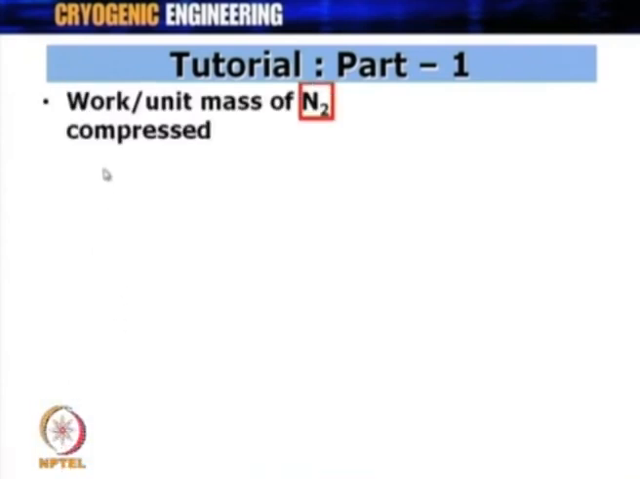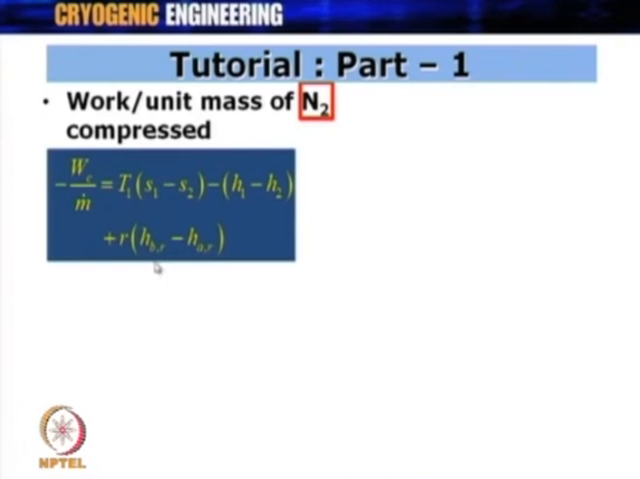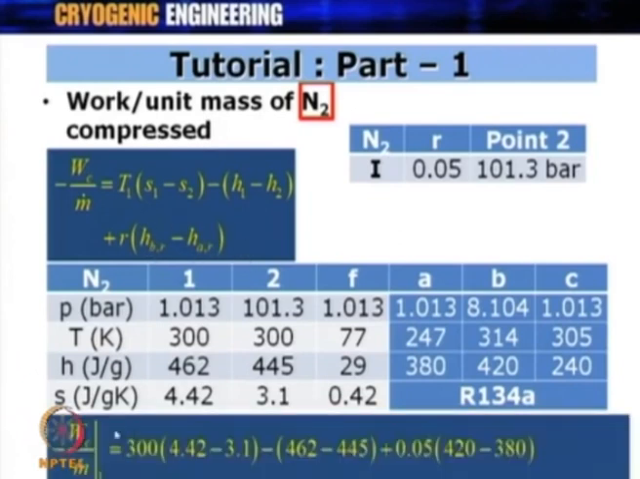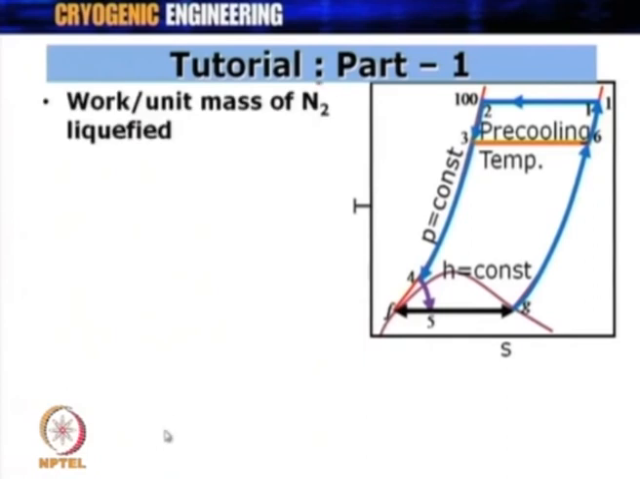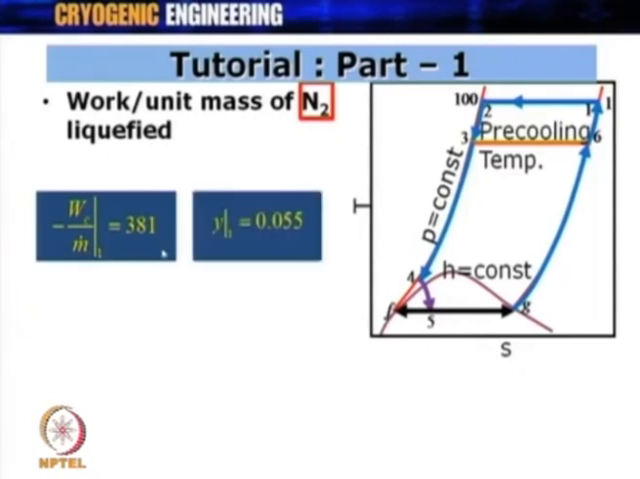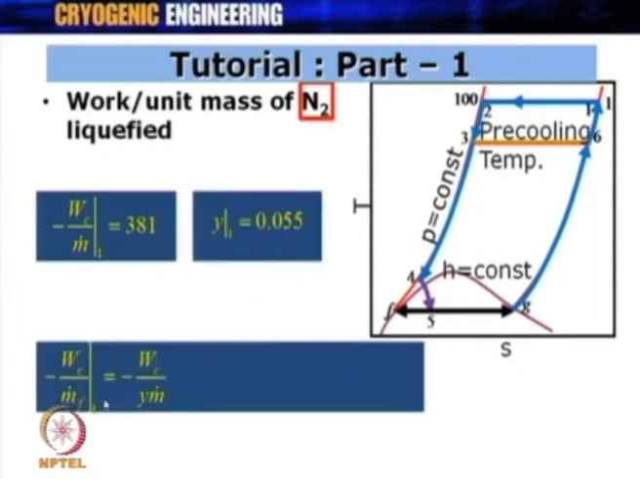And then calculating work per unit mass of nitrogen compressed, this is the formula. Put the values of R, HB and HA; this is the additional compressor work one has to do for the pre-cooling circuit. Putting these values over here, what you get is 381 joule per gram for the first case. And the work per unit mass of nitrogen liquefied comes from Wc by m dot and Y1. Dividing this, what you get is 6927.2 joule per gram as work per unit mass of nitrogen liquefied.